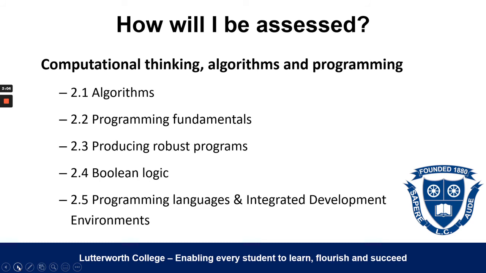The other paper then is computational thinking, algorithms and programming. So you cover algorithms. This could be standard algorithms like sorting, searching. Then the programming fundamentals, so what you really need in order to program. Then you produce robust programs, so learning how to make code maintainable. We look at Boolean logic, so and or not gates. And then finally, looking at different programming languages and the IDE, so the integrated development environments that you can use and why we use them.